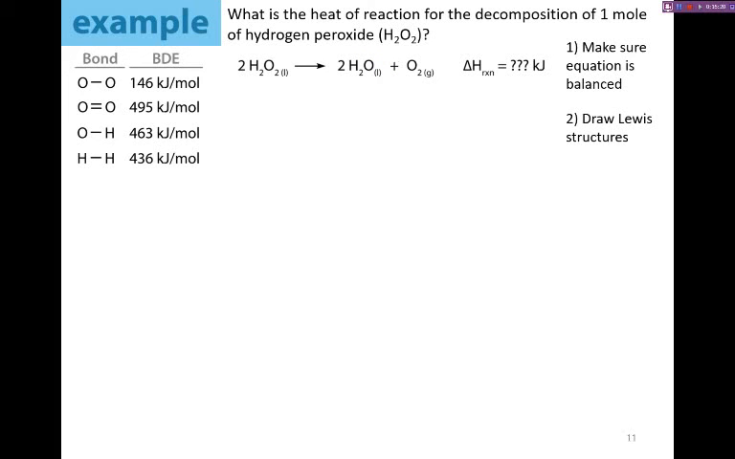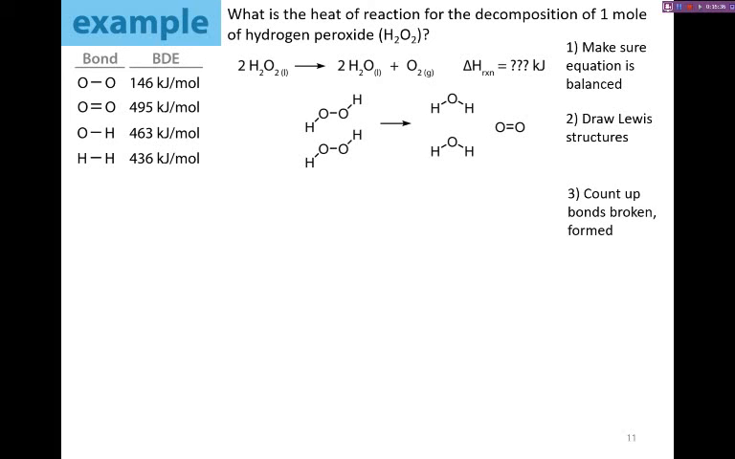The reason why you have to do this is because we're looking to break the specific bonds, and we need to know what those bonds are. So we have 2 hydrogen peroxides, and they react to form 2 waters and 1 oxygen. The next step is to count up the bonds broken and formed.